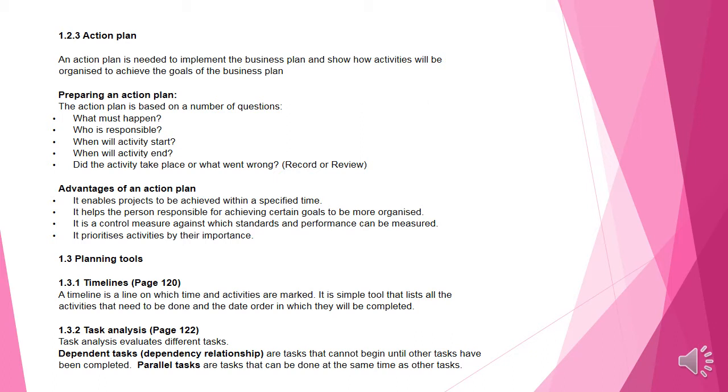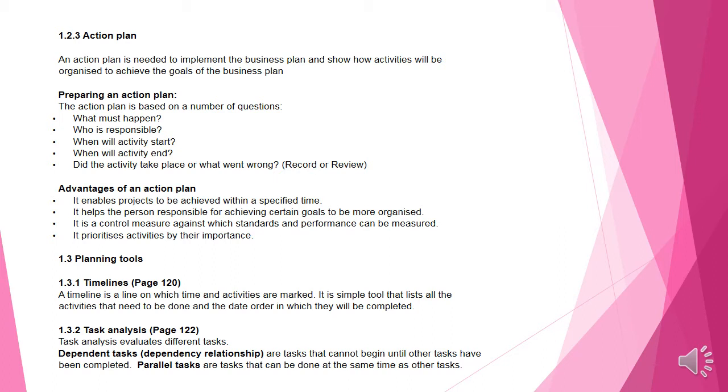It is on page 122 in our textbook. Task analysis evaluates different tasks. We have dependent tasks or dependency relationships. These are tasks that cannot begin until other tasks have been completed. We have parallel tasks, which are tasks that can be done at the same time as other tasks. Some tasks cannot be carried out before we can carry out some other tasks. We call that a dependency relationship or a dependent task.